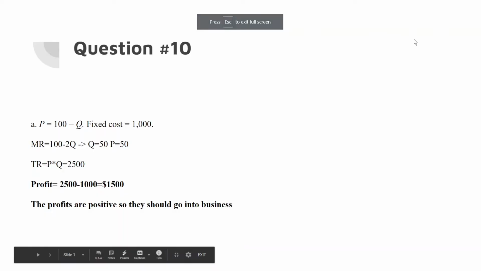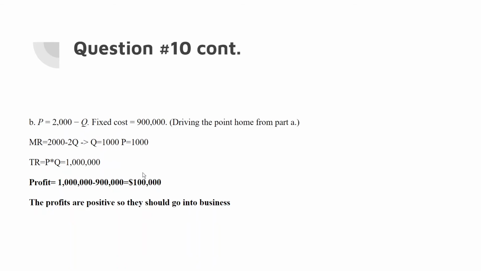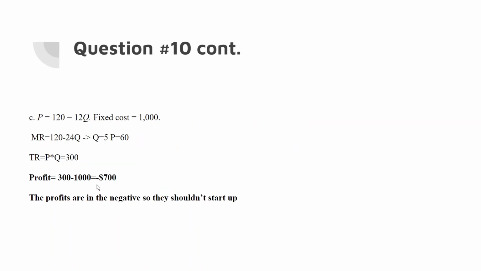Number 10, you're assessing these unique monopolies. We'll go into more detail on how you do this in question number 11, but you use these formulas to figure out the profit step by step. And based on the profit, you can figure out whether or not these businesses should even begin to exist. In case A, there's a significant profit, so you should definitely go into that business. With part B, there's a bigger profit, so you should absolutely go into this business. But with part C, your profit is negative, which means that they shouldn't even start up to begin with.